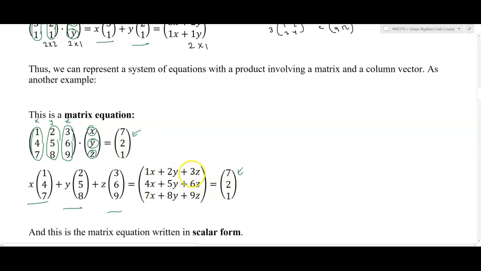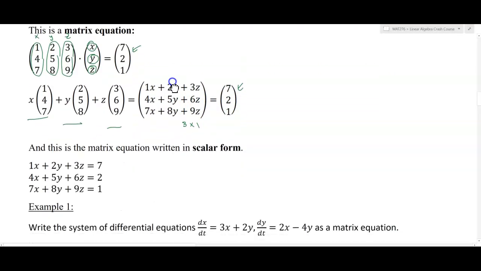And so as a system of equations, this actually means that if 2 vectors are equal, by the way, again, this is 3 rows, but only 1 column, because 1x plus 2y plus 3z is just a single number, that has to equal 7. The second row has to equal the second row. The third row has to equal the third row in order for 2 vectors to be equal to each other. So if we remove the brackets now, and we write it in what's called scalar form, this is just now our system of equations that was being represented as a matrix equation up here.